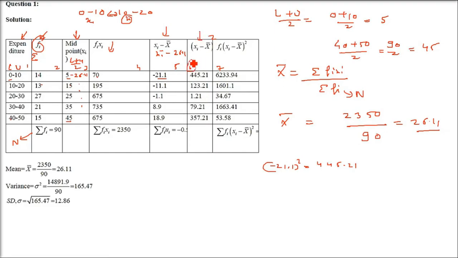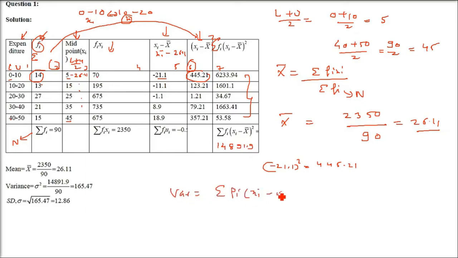Square the others as well. Now take the sixth column and the second column and multiply the corresponding row elements. 14 into 445.21, you get 6233.94. Similarly for all of them; what I'm saying for one element, you have to do for everyone. Now just add this sigma. What do you get? 14891.9.